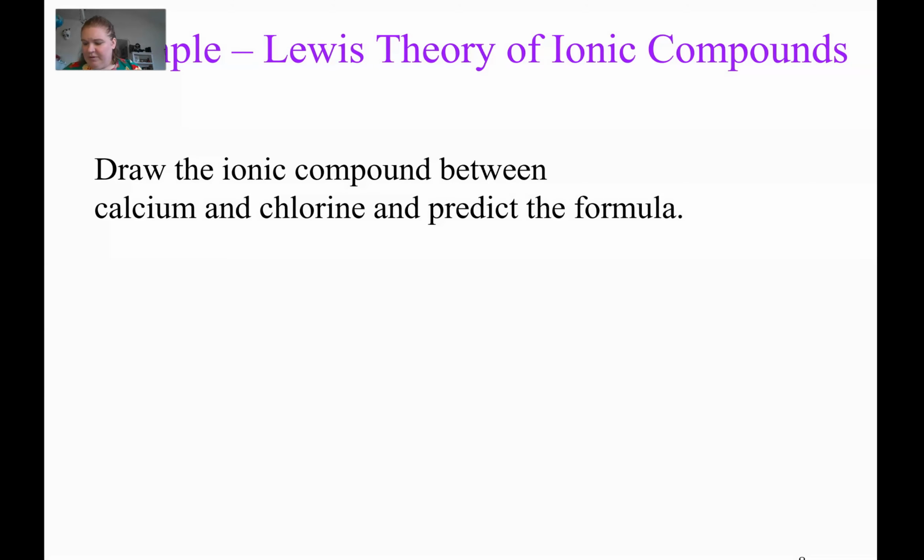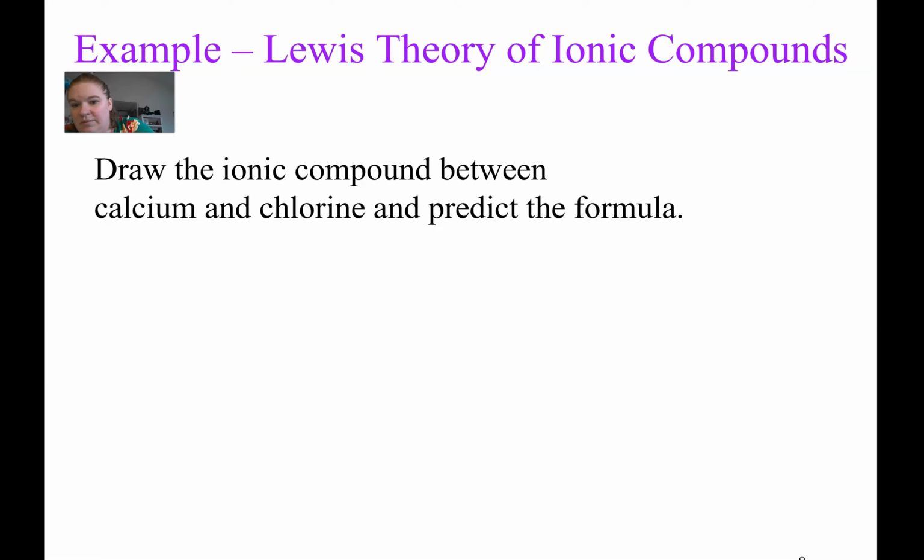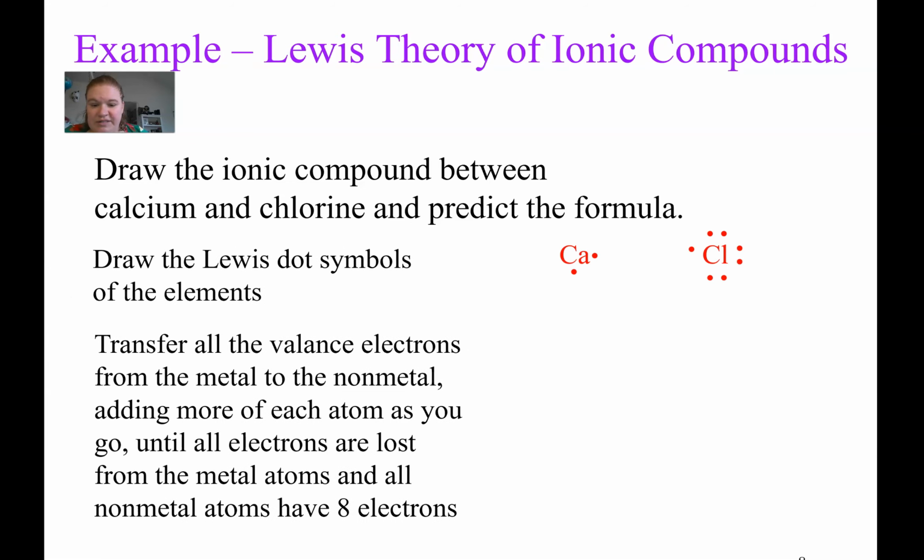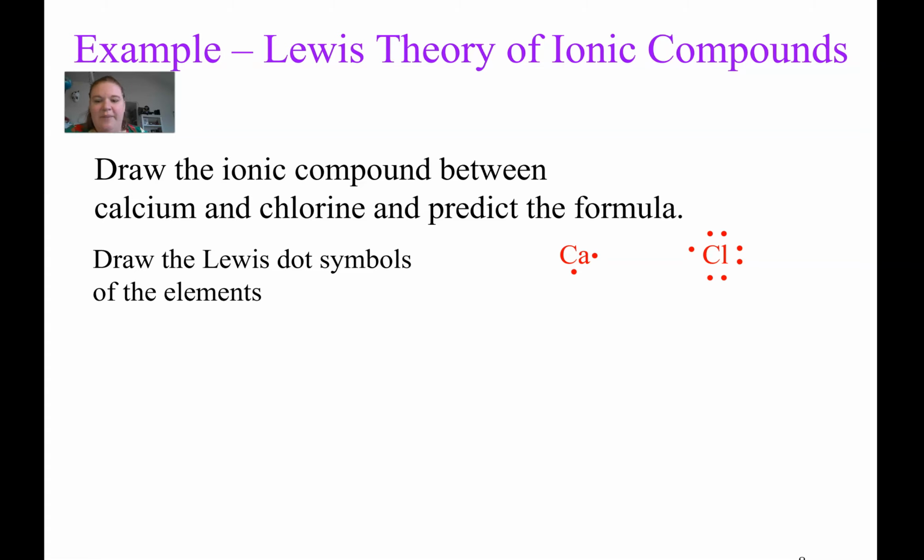So we're going to look at an example of this and then we're going to practice it. So we're going to draw the ionic compound between chlorine and calcium, and we're also going to use Lewis theory to predict the formula of it. So we're going to start by drawing the symbols. So there's the Lewis dot structure for calcium. We're going to draw the Lewis dot symbols for the elements. So we have calcium and chlorine. So we know that calcium is our metal and chlorine is our non-metal.